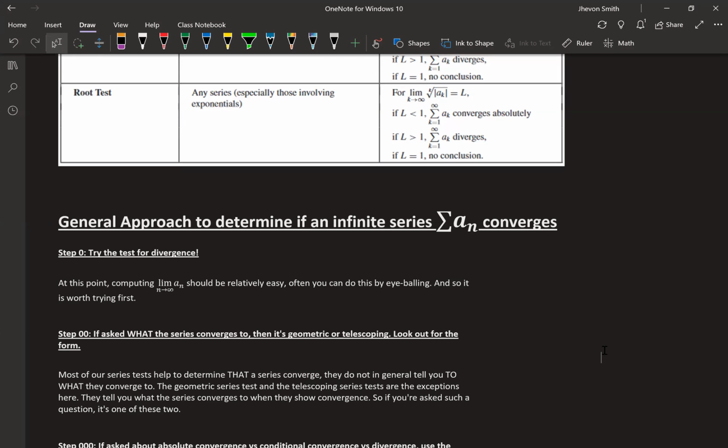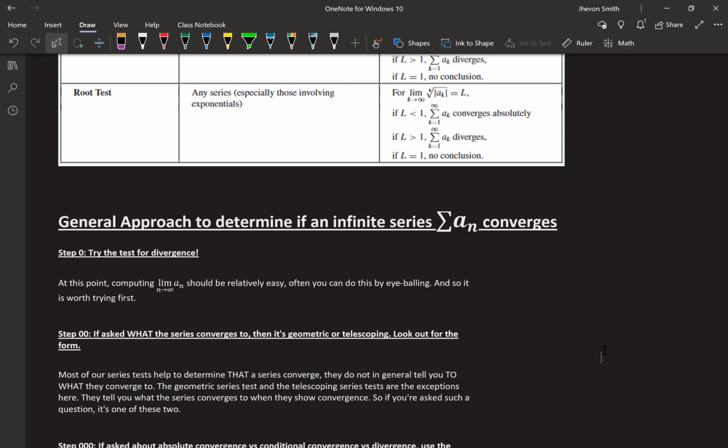If the test for divergence works out, it's going to be one of the quickest ways to get the problem done in general. So you always try to do that first, especially if it's something that you can just eyeball and tell, okay, the limit here is not going to be 0, so I can do it, right? So that's the first thing.